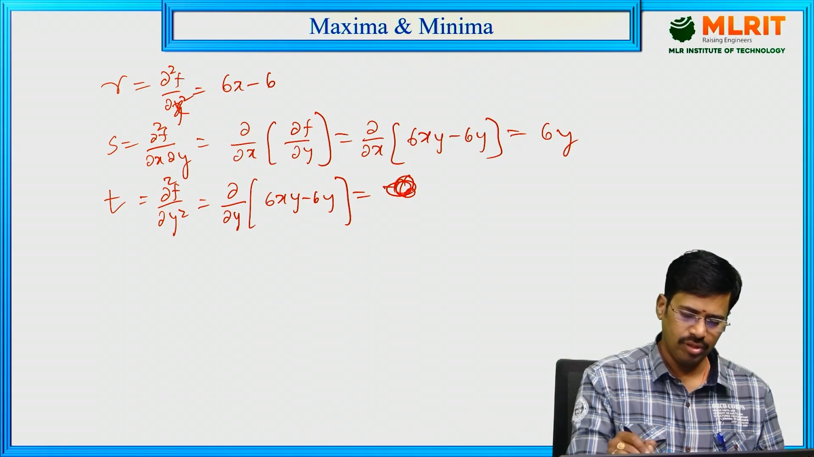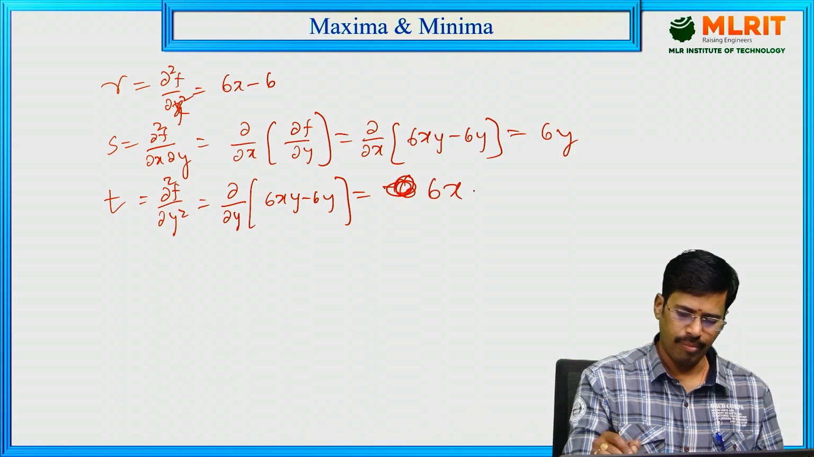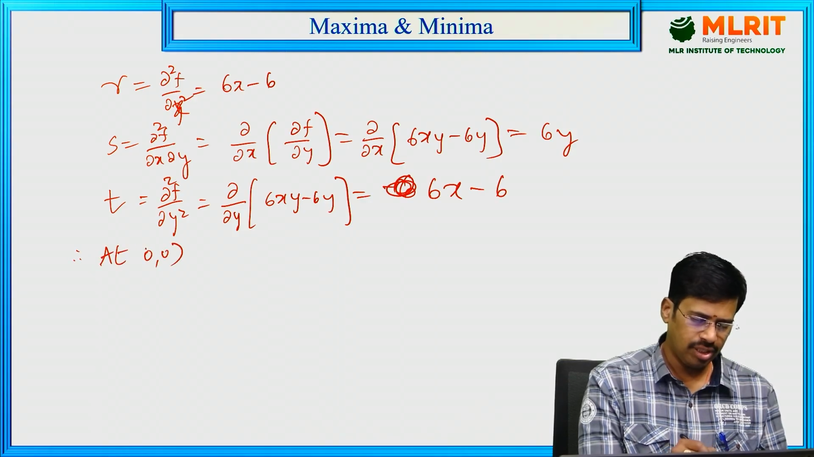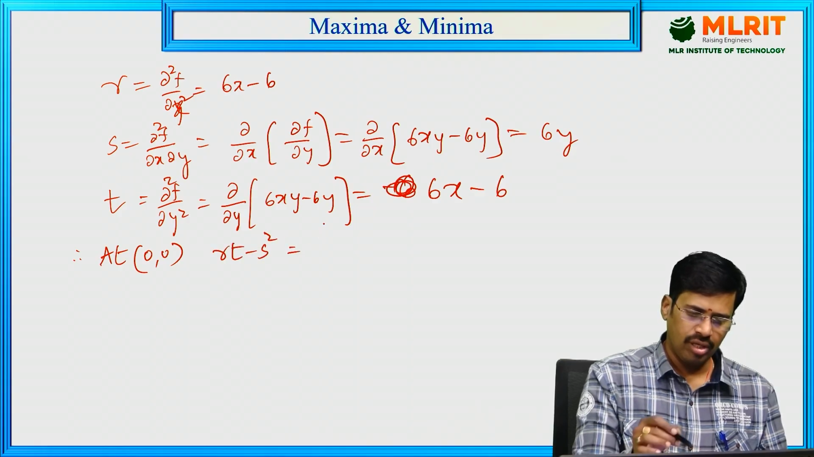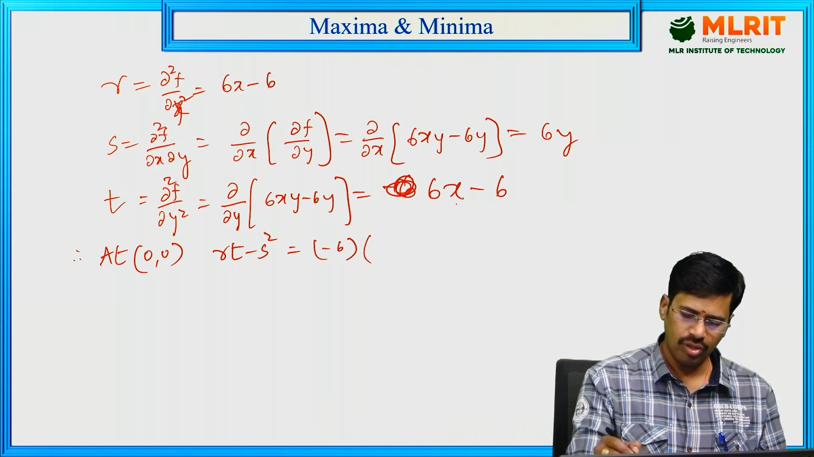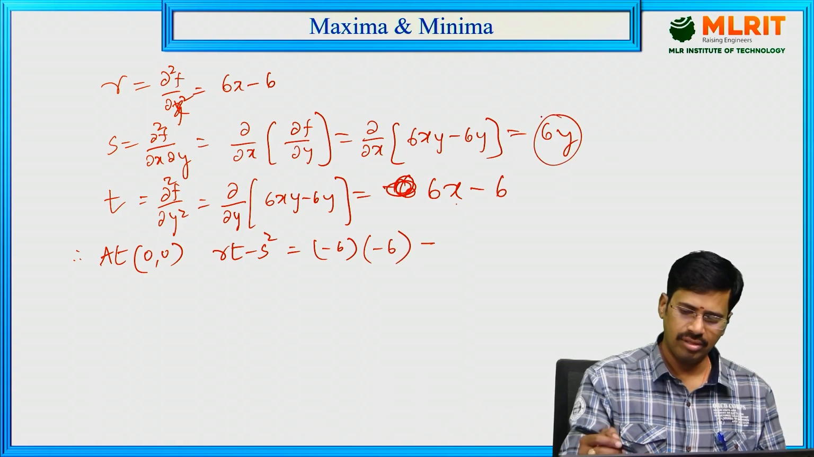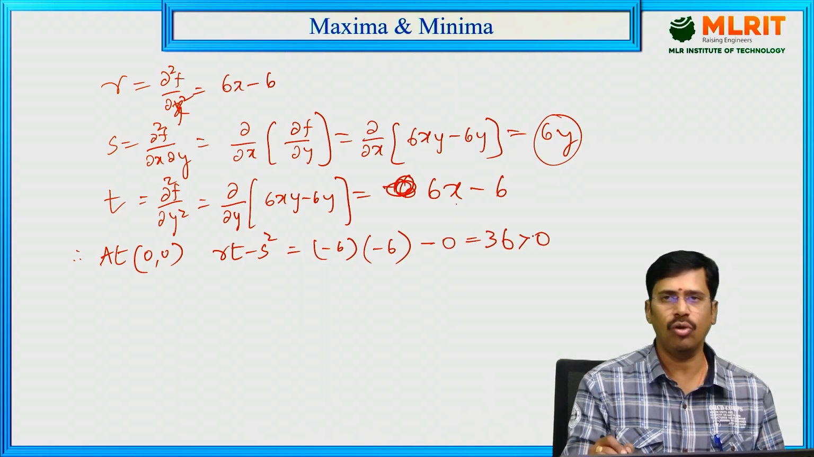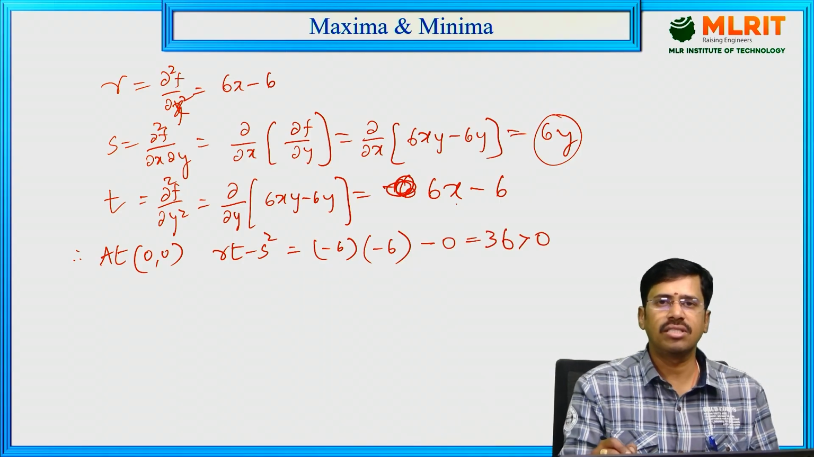Sorry, this is 6x minus 6. Now at the first point, say (0, 0), rt minus s square value. At (0, 0), this value is minus 6. R into t, x equal to 0, substitute, you get minus 6. rt minus s square, 6y, y equal to 0 means 0, that is 36, which is greater than 0. So we got rt minus s square greater than 0.